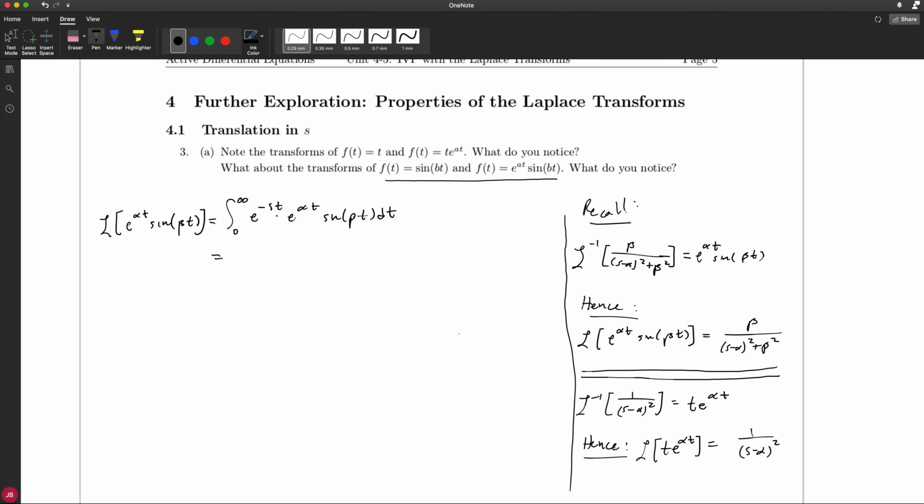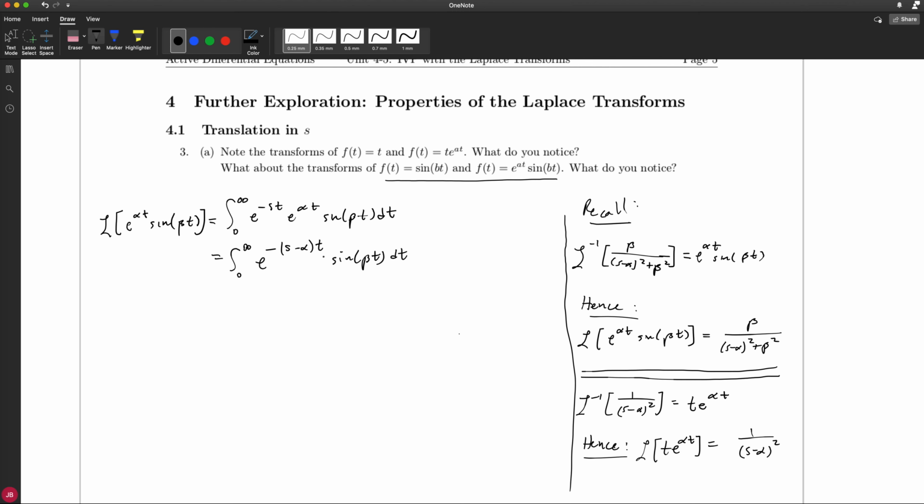Now I can clean this up a little bit. This is the integral from 0 to infinity of e to the minus, and now you'll notice that these two powers of e can combine. I can add them together, so I get minus st plus alpha t. I'm going to factor out a t on the right, and now I'm going to factor out a minus. So it should look like minus quantity s minus alpha t, right? If you need, just expand it back out and make sure I'm correct, but I think I am.